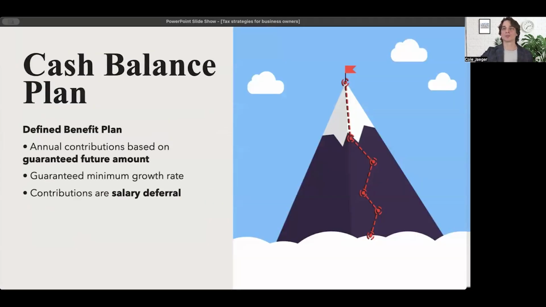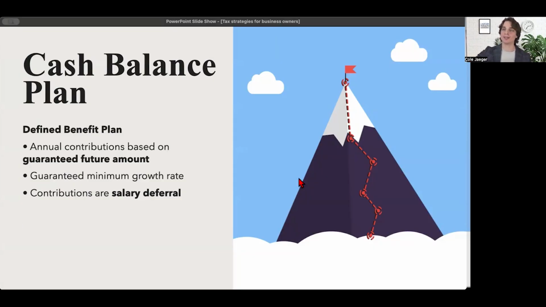So, cash balance plan. This is a much less well-known option than the ones we mentioned before, but it's one we've implemented for several clients and they really love it. It's great for high-earning employers who might want to go beyond the $72,000 or $80,000 a year limit for themselves and really max out their savings and reduce taxable income. It's a different type of plan called a defined benefit plan.